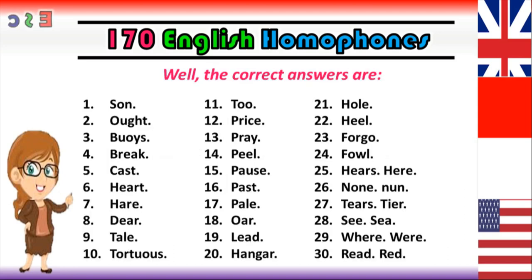The correct answers are: 1. Sun. 2. Ought. 3. Buoys. 4. Brake. 5. Cast. 6. Heart. 7. Hare. 8. Deer. 9. Tale. 10. Tortuous. 11. Two. 12. Price. 13. Pray. 14. Peel. 15. Pause. 16. Past. 17. Pale. 18. Oar. 19. Lead. 20. Hangar. 21. Hole. 22. Heel. 23. Forego. 24. Fowl. 25. Hear, here. 26. Nun, none. 27. Tears, tier. 28. Sea, see. 29. Were, where. 30. Read, red.